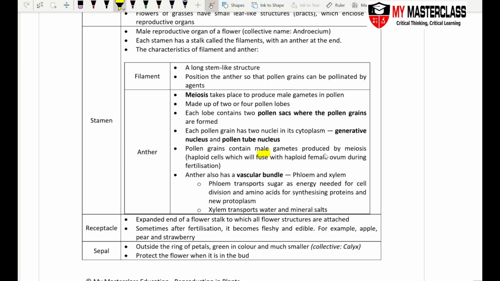So anthers, in order to produce the pollen grains, need a huge amount of sugars and energy. All this is required by transportation, so we have the phloem and the xylem. The phloem transports mainly sugar for energy. The xylem transports water and minerals.